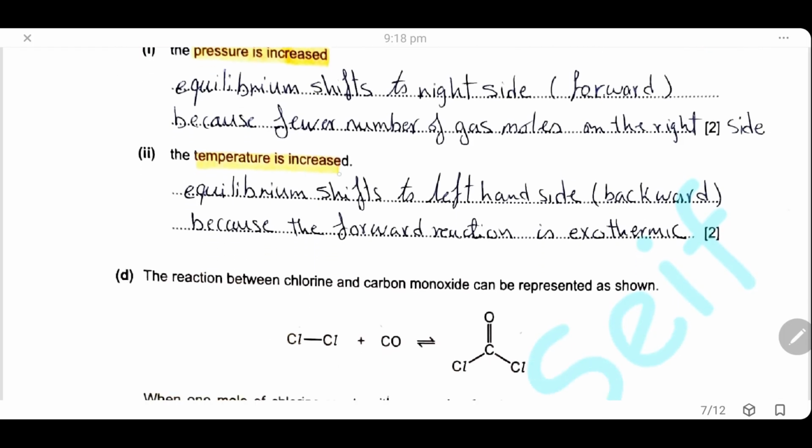If the temperature increased, the equilibrium will be shifted to the left side, shifted backward, because the right side is exothermic. Giving energy to an exothermic reaction means it will be shifted backward to absorb this energy and to oppose the change. So as the forward reaction is exothermic, the increase in temperature will shift the equilibrium toward the left hand side.